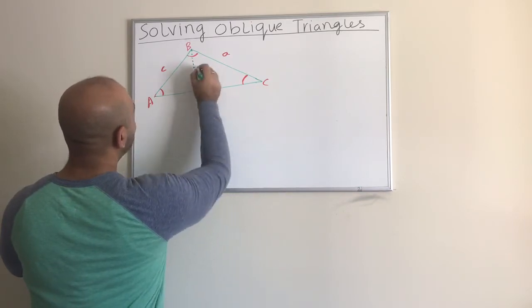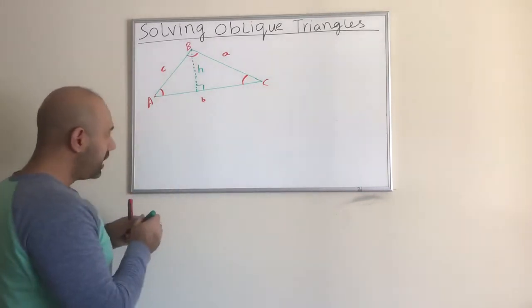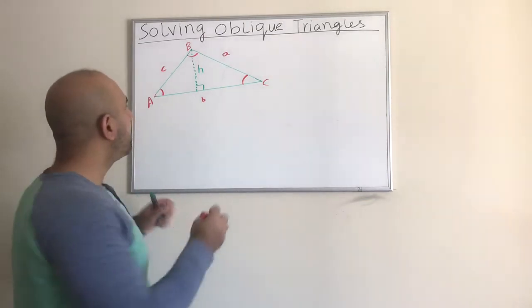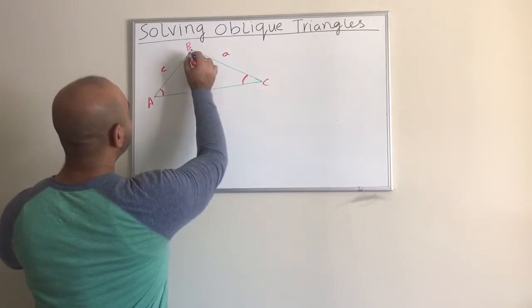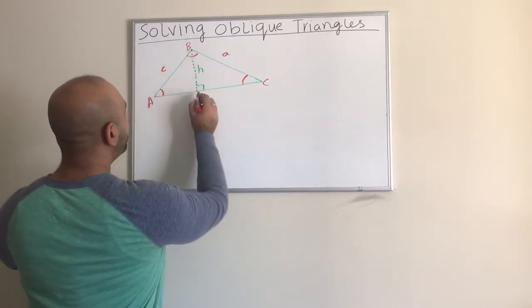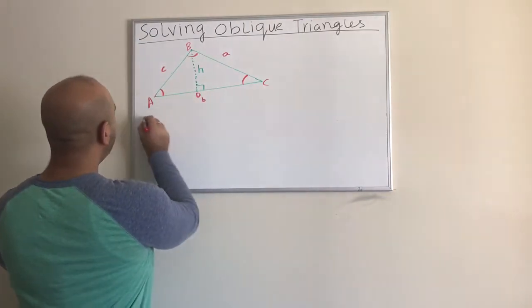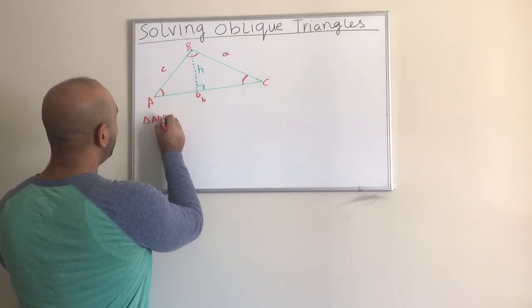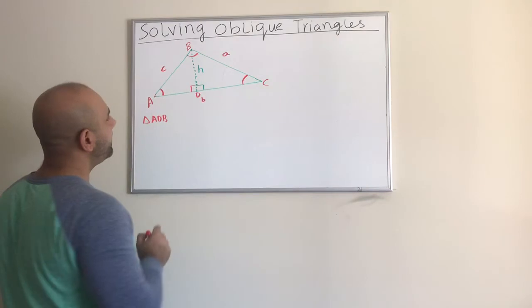This is 90 degrees. Guys, let us call this height H. So based on this, we can write a few equations. Now let us look at this right triangle and let me call this D. So let us talk about this right triangle ADB. We know this is also 90 degrees.